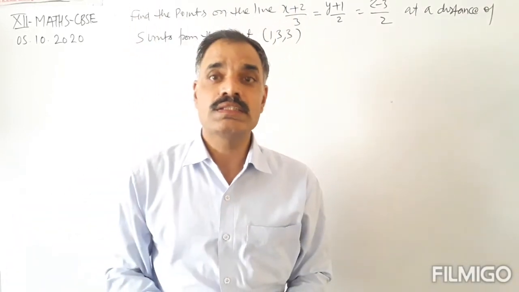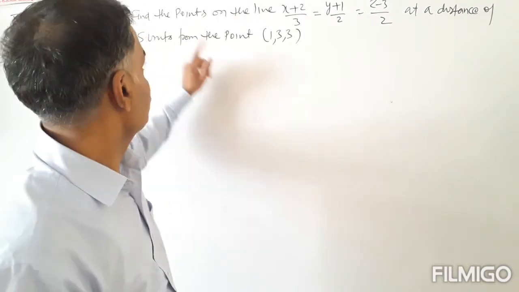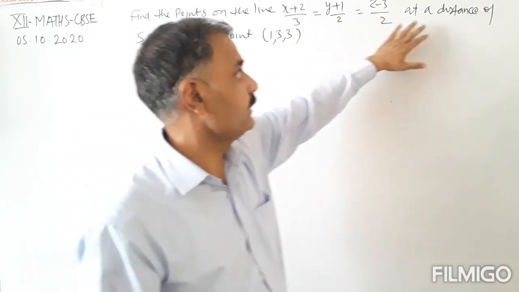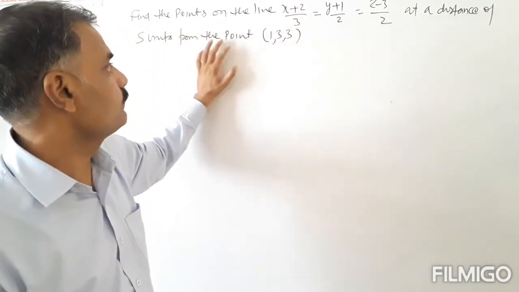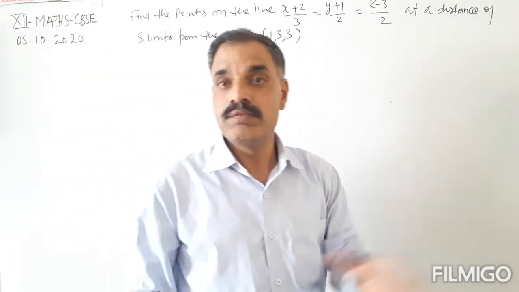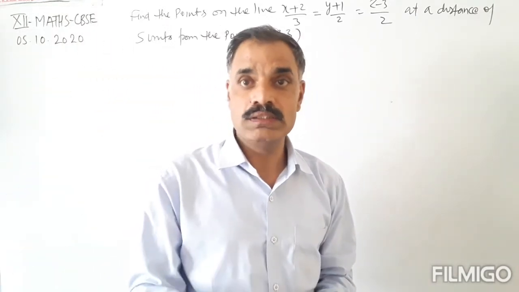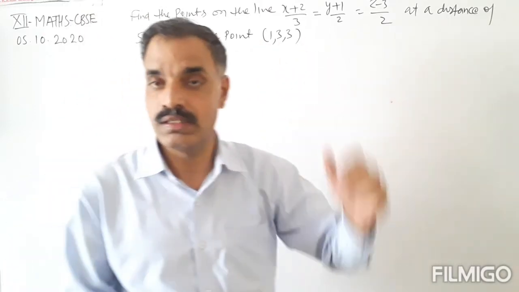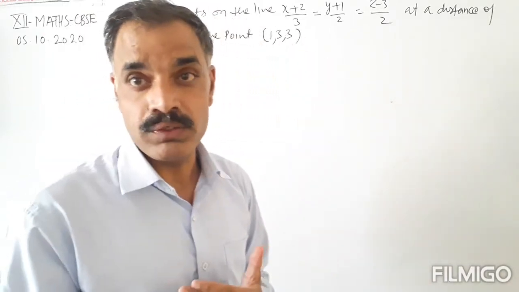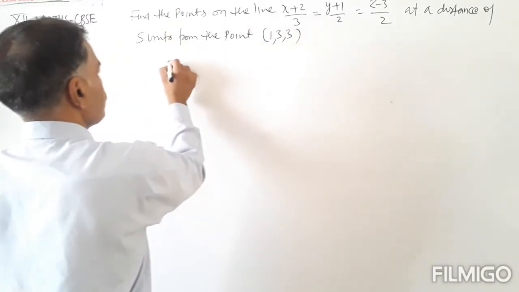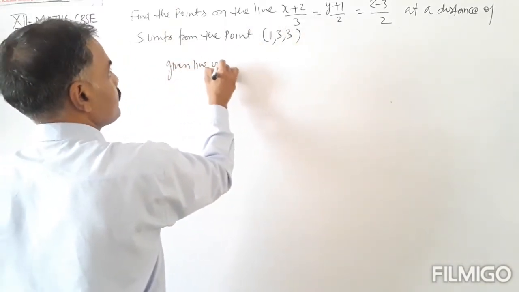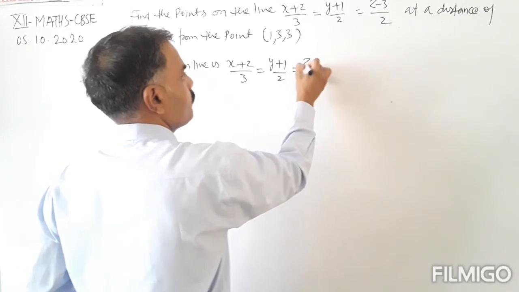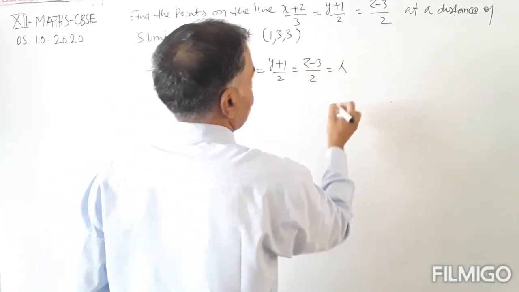Okay students, this is the next question. Find the point on this line at a distance of 5 units from the point 1, 3, 3. Means we have to find the point on the line which is at a distance of 5 units from the given point. It's very easy to find the point on the line. The given line is (x plus 2)/3 equals (y plus 1)/2 equals (z minus 3)/2 equals lambda.